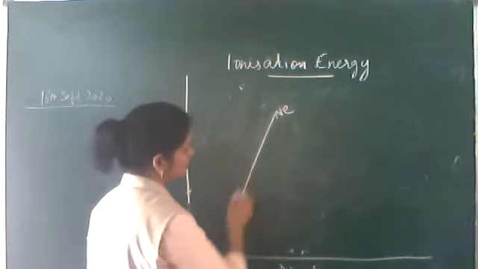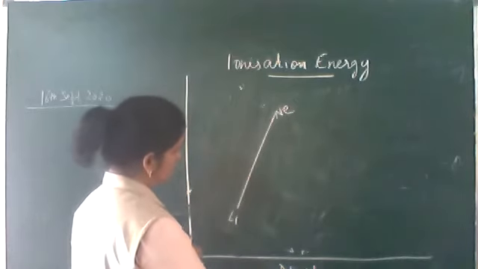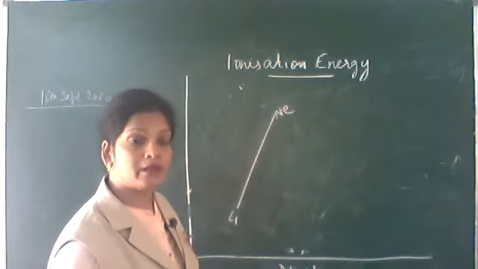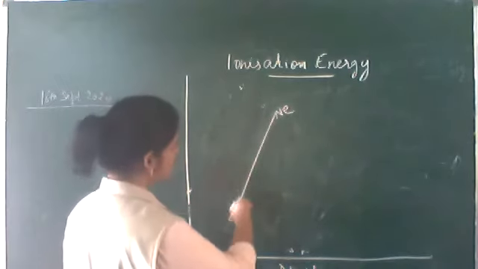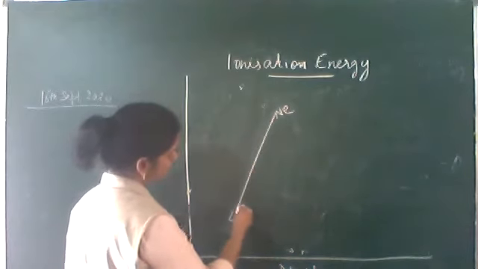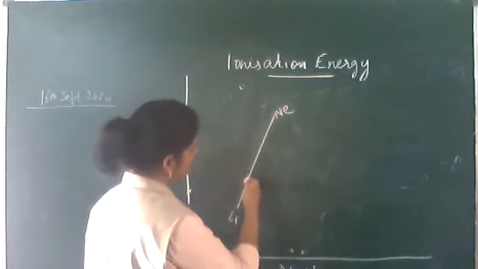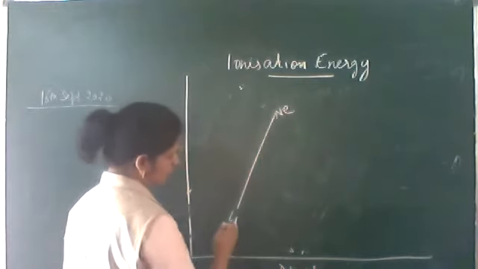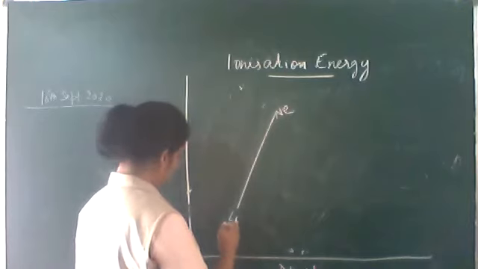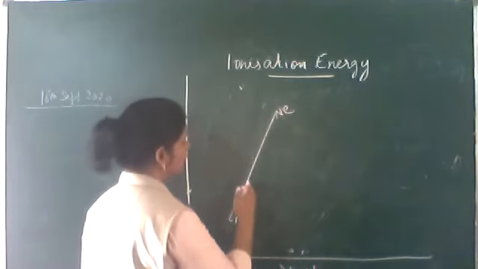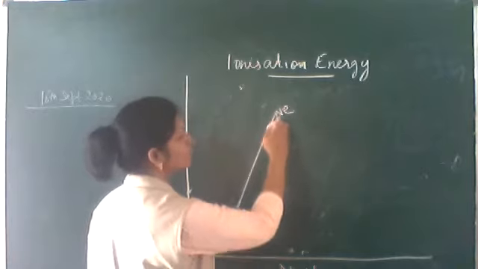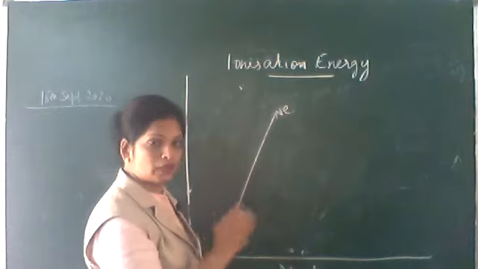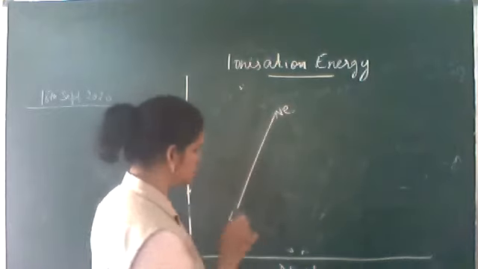In a period, the ionization enthalpy is increasing. It is increasing: lithium, beryllium, boron, carbon, nitrogen, oxygen, fluorine, neon, like that. Now, when I observe this closely, I'll see two exceptions over here.